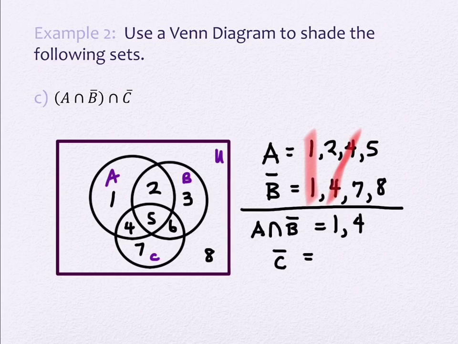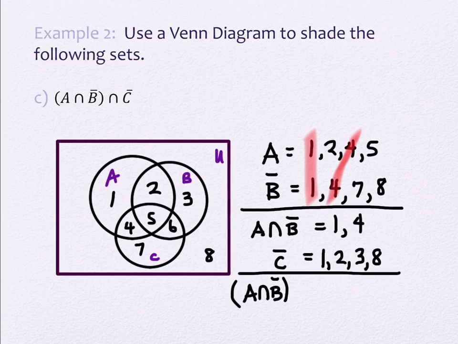Working my way outside, I've got C complement. So what numbers go with C complement? 1, 2, 3, and 8. So everything outside of circle C. And how am I supposed to combine these? Ooh, intersection again. Okay, so this is the intersection. What is the intersection of these? 1. Just plain old lonely 1. So in my diagram, I shade 1. Okay?